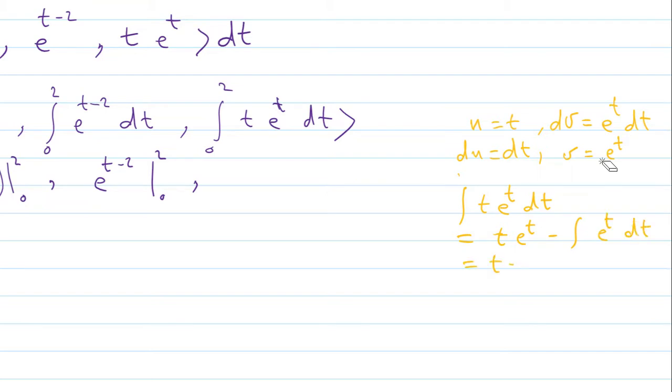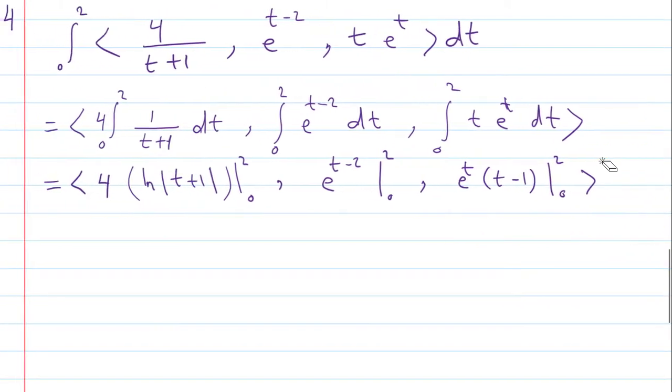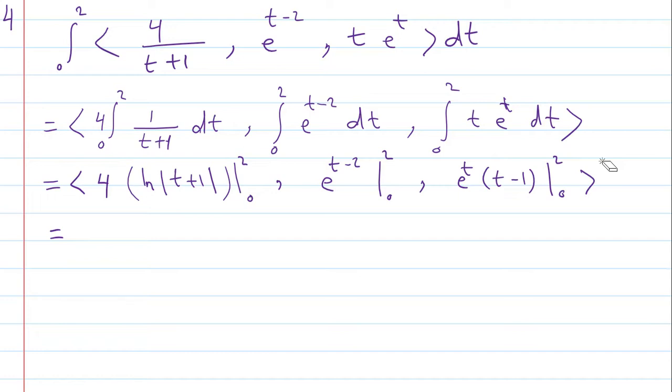And this is t e to the power t minus the integral of e to the power t, which is e to the power t, and don't forget the constant. So this can be written as e to the power t times t minus 1 plus constant. Consequently, the definite integral from 0 to 2 of t e to the power t is e to the power t times t minus 1, and don't forget that you are going to substitute. So let's do the substitution here. We substitute by 2 minus substitution by 0.